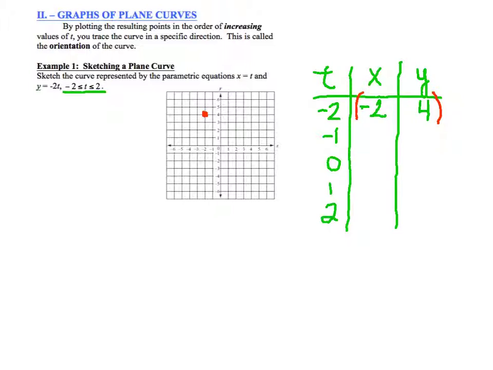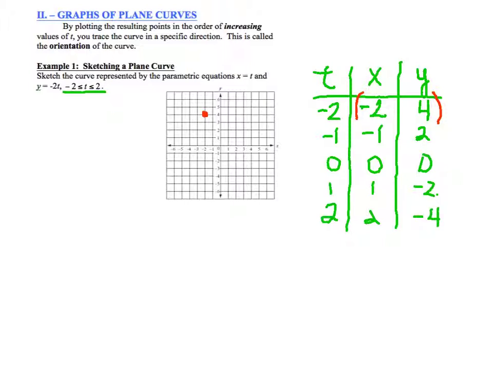So since x is equal to t, we could really fill in our x column pretty quickly here. Just plug in -1, 0, 1, and 2. And then if we plug in a -1 for our y equals equation, we say y equals -2 times the -1 gives us a 2. Y equals -2 times 0 is just 0. Y equals -2 times 1 is a -2, and y equals -2 times 2 gives us -4.